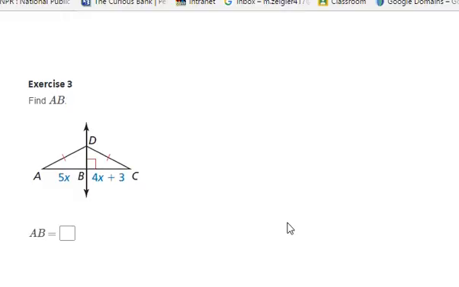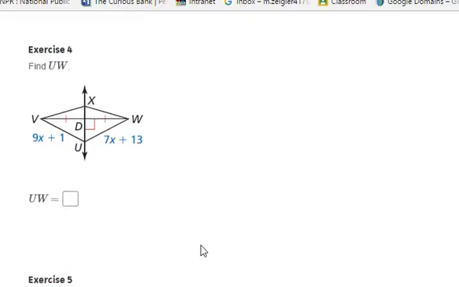Next, exercise 3, same deal here. We see that the markings here, the two tick marks, tell us that D is the same distance from C as D is from A. We also see from the right angle marking here that DB is perpendicular to AC. Therefore, DB is a perpendicular bisector of AC. So we're going to set up an equation. We know that AB is equal to BC, so we're going to set up an equation that reflects that: 5x equals 4x plus 3. We'll have to solve for x, and then we will substitute that value for x back into the expression for AB to figure out what that length is.